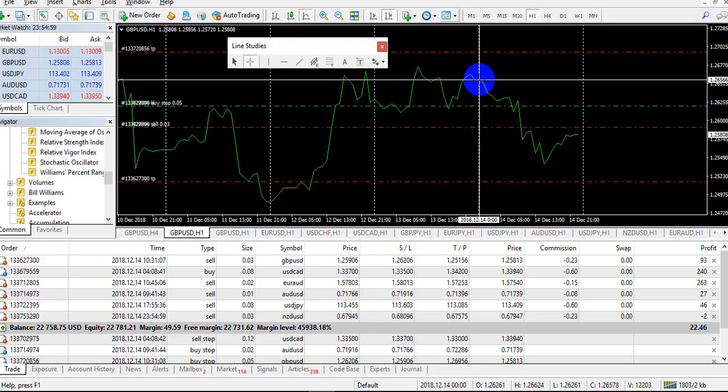If it moves from 1.2656 to 1.2655, it will be said that price has moved 1 pip downward. In the same vein, if it moves from 1.2656 to 1.2657, it will be said to have moved 1 pip upward. But what if it moves from 1.2656 to 1.2659? It will be said to have moved 3 pips upward.